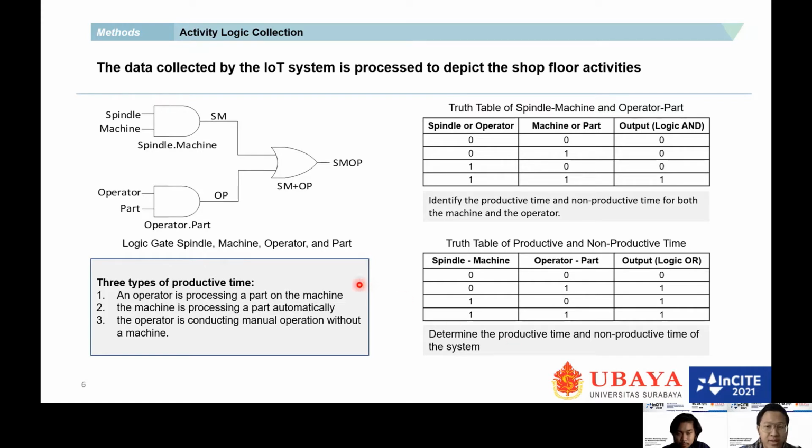There are three types of productive time. First, when the operator is processing a part on the machine. Second, when the machine is processing a part automatically. And third, when the operator is conducting non-machining operation or manual operation.